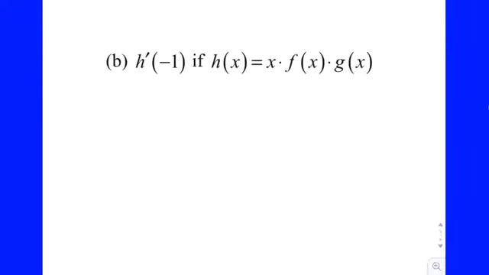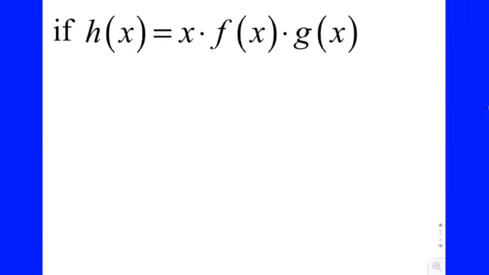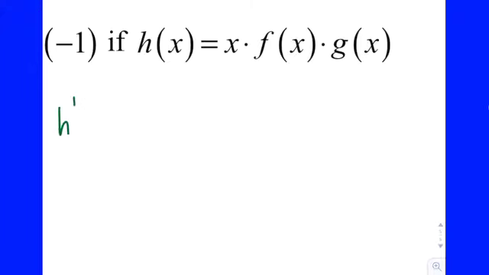And so we could do something similar for something like this. So notice this one now, another function h, that's x times f times g. How many factors now? 3. So with the product rule, how many terms are we going to have? 3, right? So before we can find h prime of negative 1, we've got to find h prime of x.